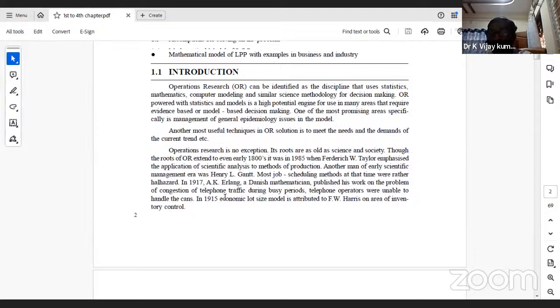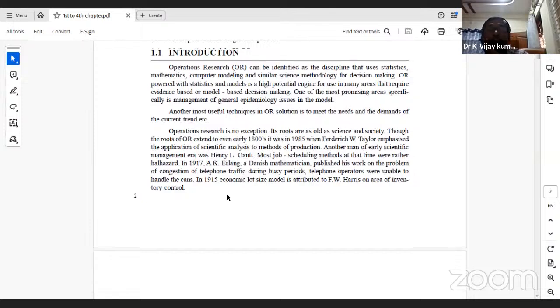So first I will teach the basics, then I will go to the class. Operation research is no exception. We are taking its roots here. The roots extend to the war, in the 1800s and 1885. Frederick W. Taylor emphasized the application of scientific analysis to production. Another man in early scientific management, Henry L. Gantt, developed job scheduling methods, at the time of the war in 1917.